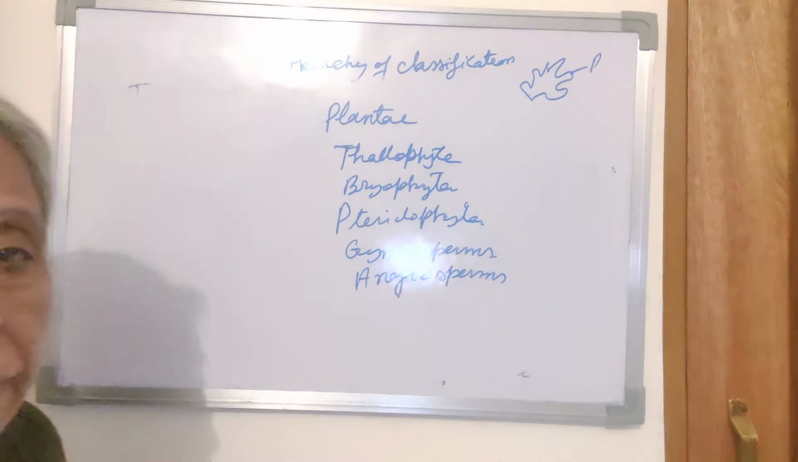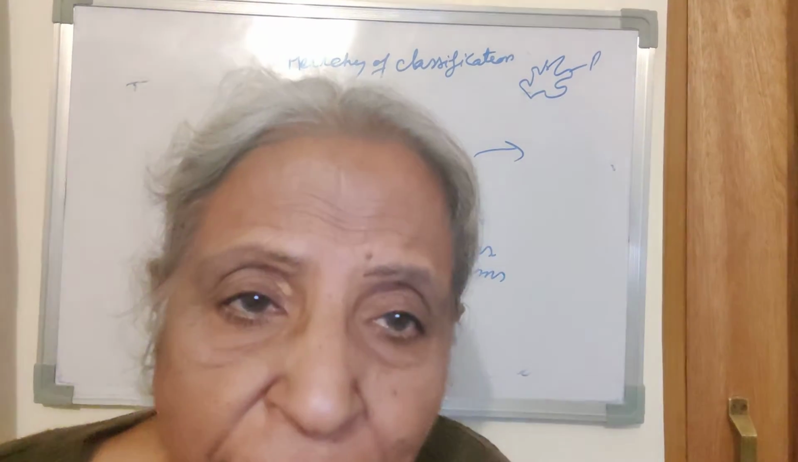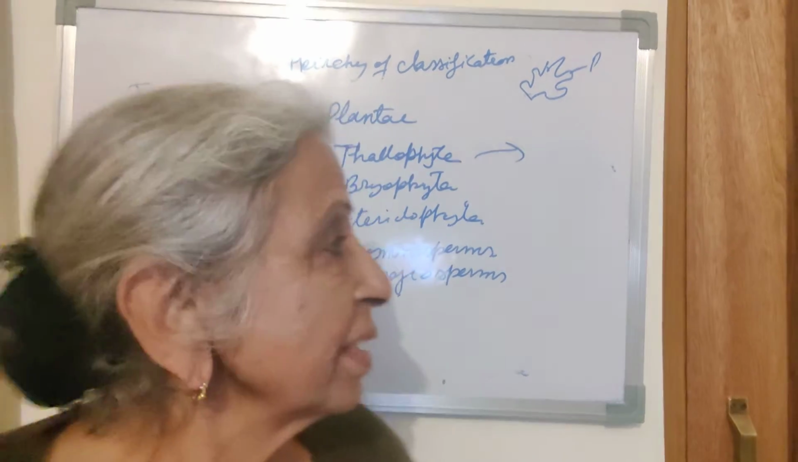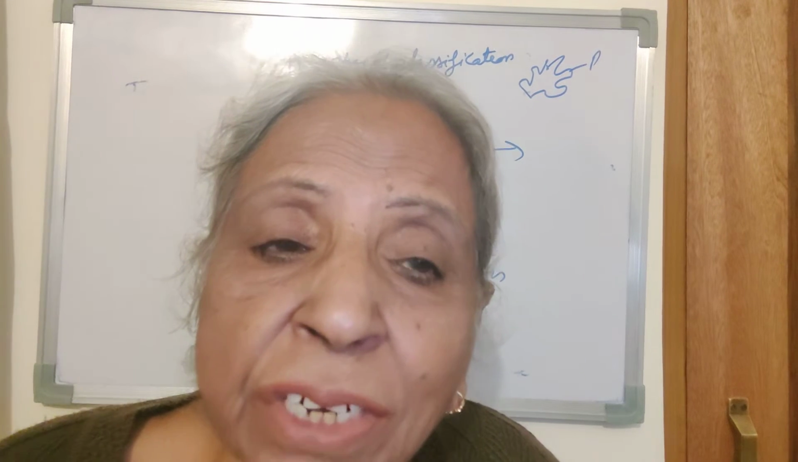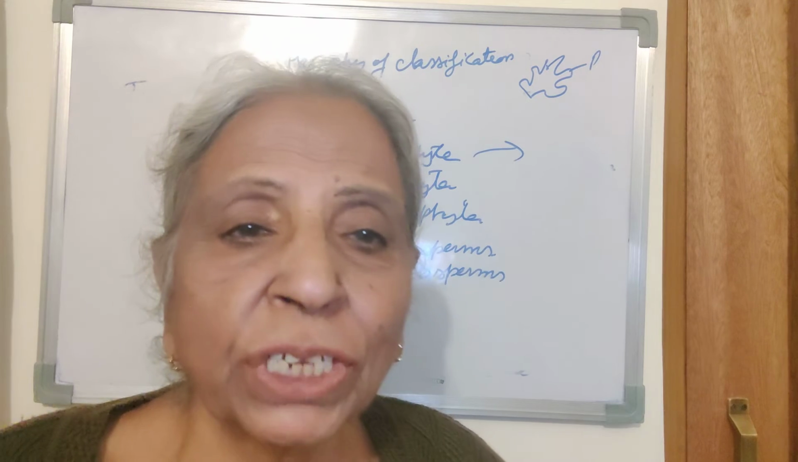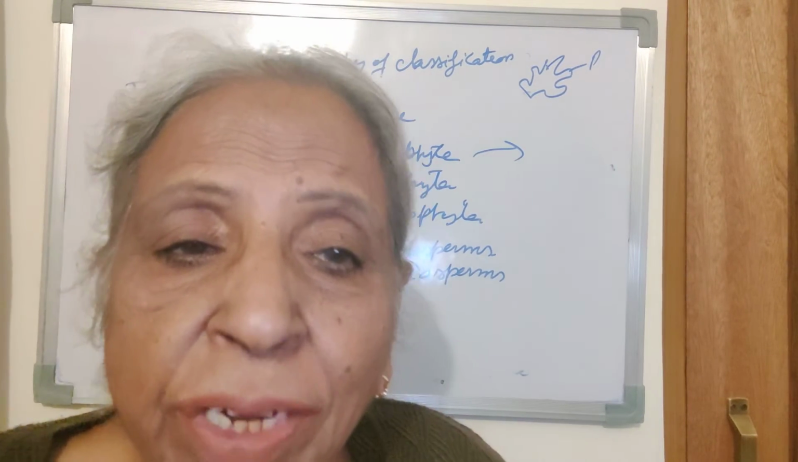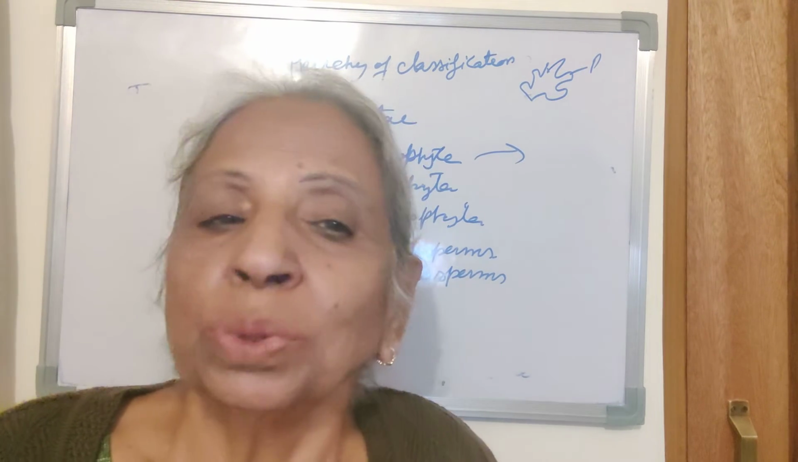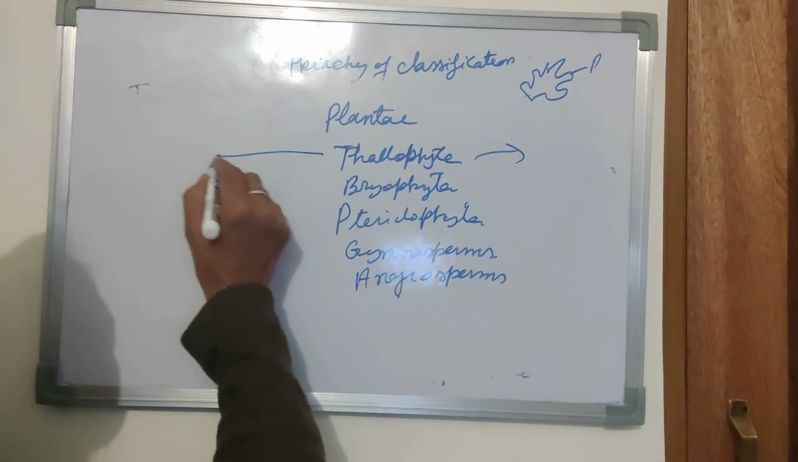In Thallophyta, the plants are autotrophic in nutrition. Cell wall is present in the plants. But in this case, body is not differentiated into stem, leaves or roots. Simple body is present, it's thallus-like. It is not differentiated into stem, leaves and roots. No transporting tissue, that is vascular tissue, is present. No seeds are formed.